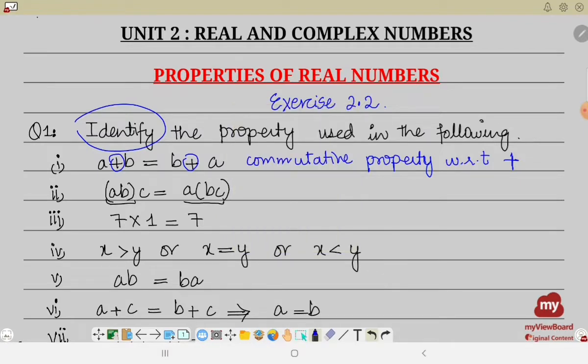so grouping is done in the associative property, so it is going to be the associative property with respect to multiplication. Associative property with respect to multiplication. In the third part, 7 is multiplied by 1 and the number is not changed, it is again 7. So this is going to be the multiplicative identity.